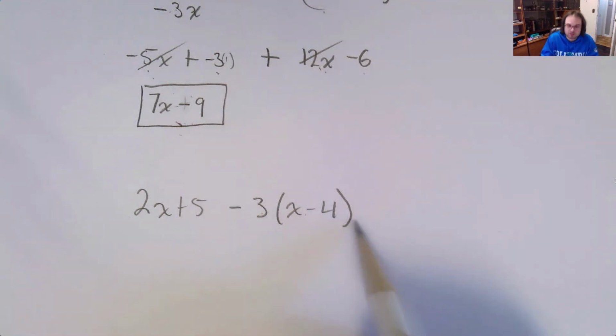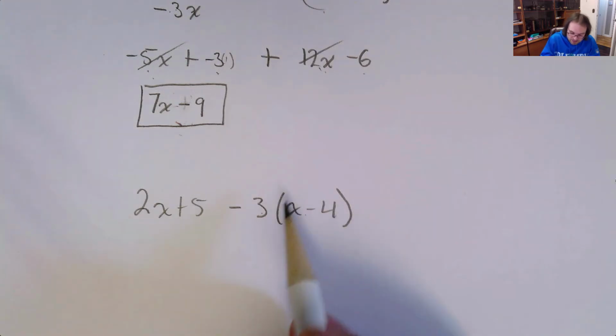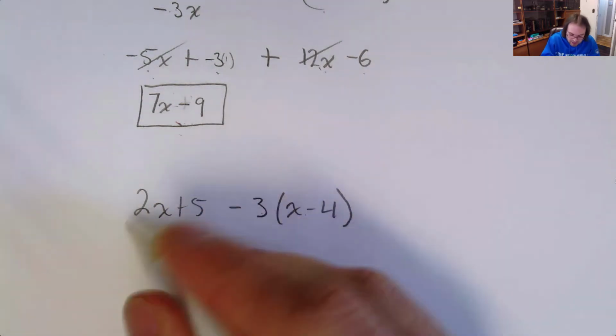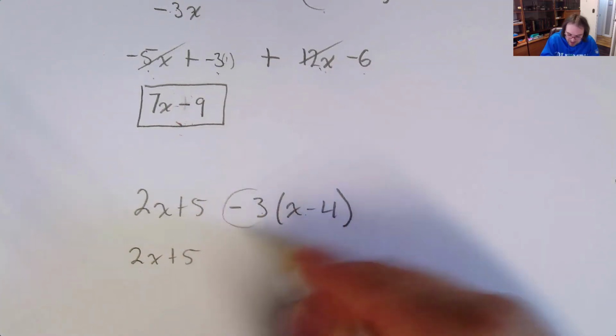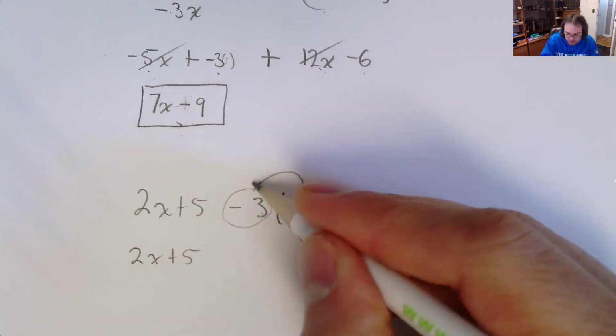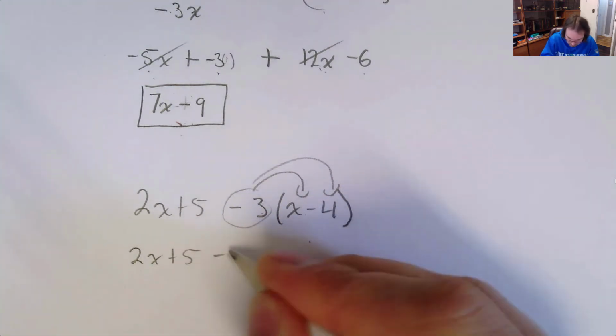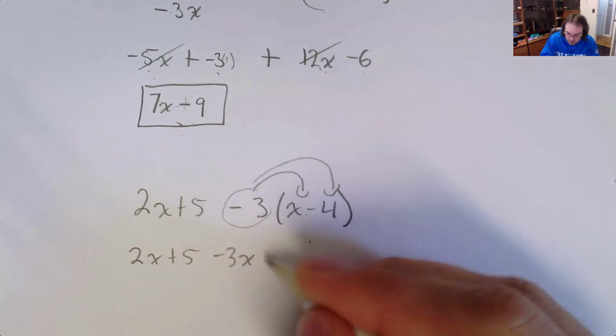But I can multiply this 3 into everything. So the next part is multiplication. Everything else is adding or subtracting. So we're going to go 2x plus 5. And then I want to mind this whole negative 3 is going to be multiplied into both terms. And then we're going to get plus 12.